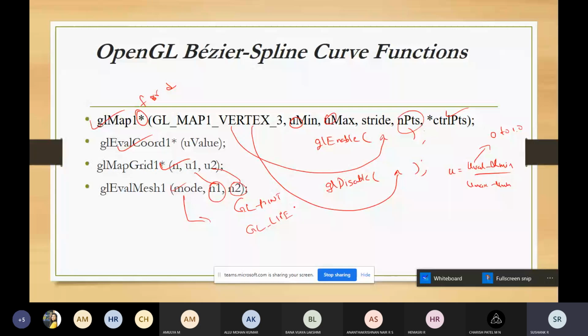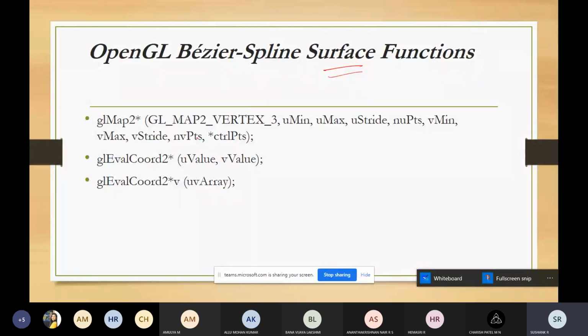And also we have the surface function. One is the spline curve function, the second one is the surface function. Here also the star can take f or d to tell whether it is a floating point value or a double precision value. And also we have to specify the minimum value of u and maximum value of u, and also the minimum value of v and maximum value of v.